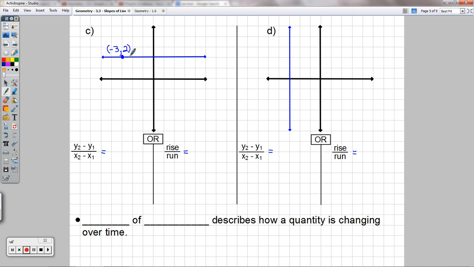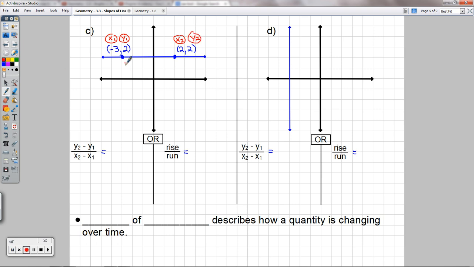This one, negative 3, 2, I could pick any point along this line. All the y values along this line are 2. This is the line, y equals 2. And so I'll go with this one. So this is 2, 2 right here. And again, the y value is always 2. So that should make sense. We've got x1, y1. If I go left to right, this is x2, y2.